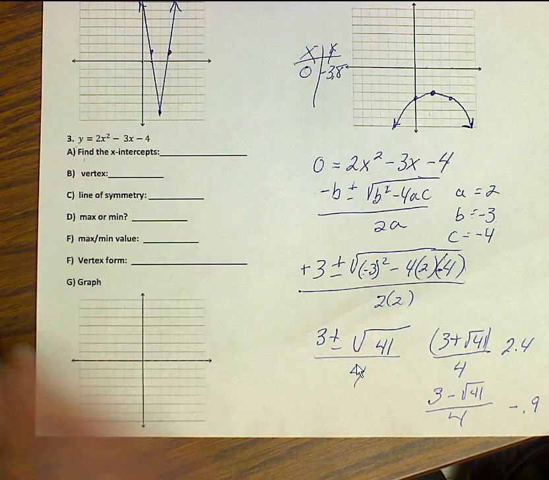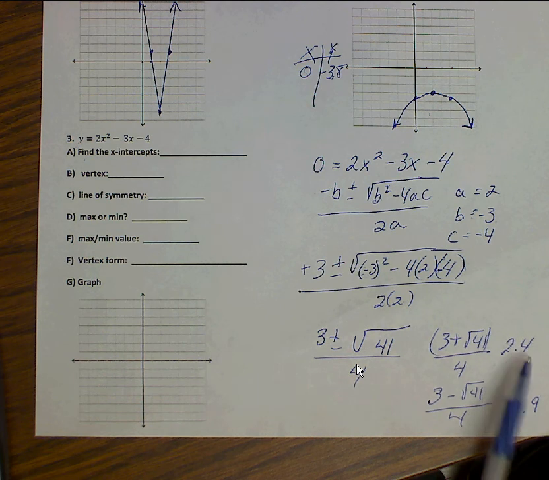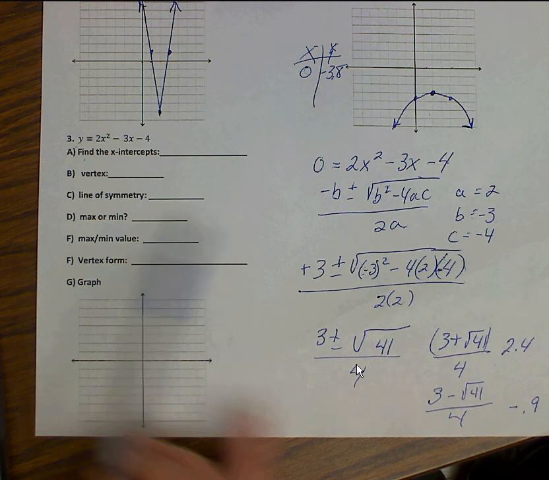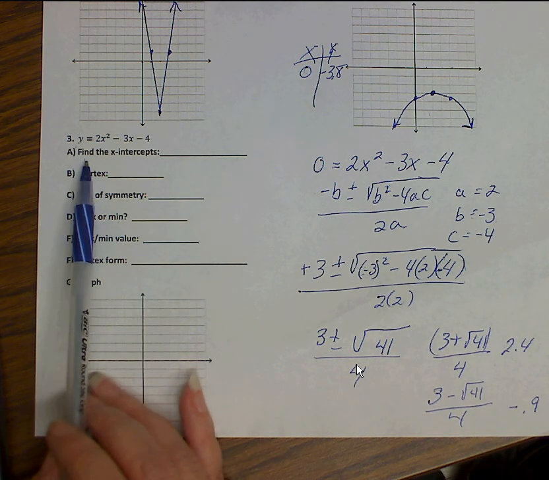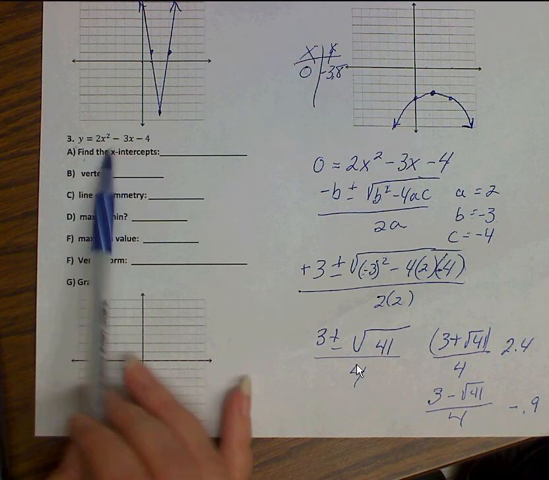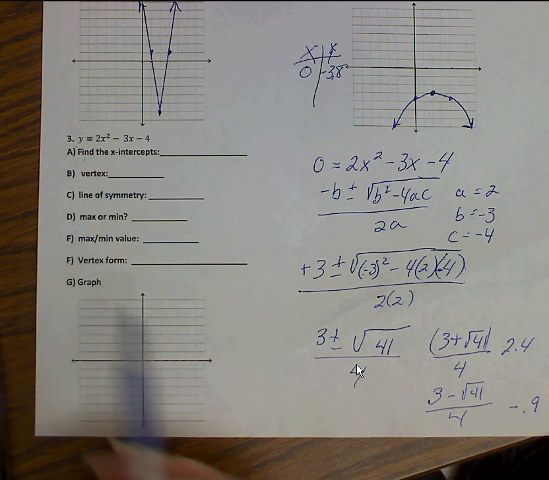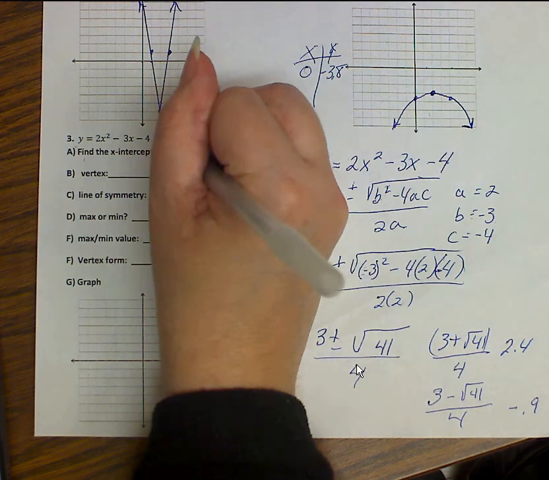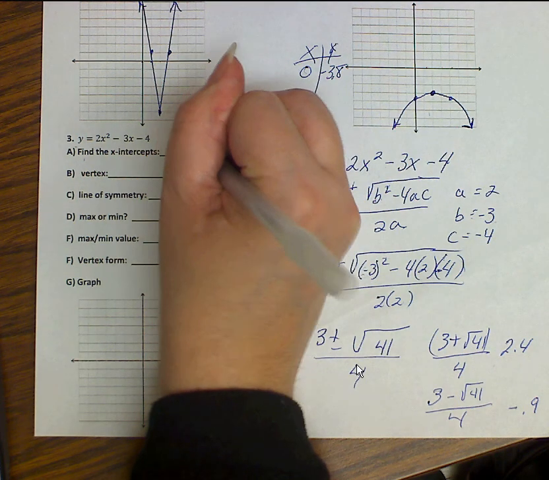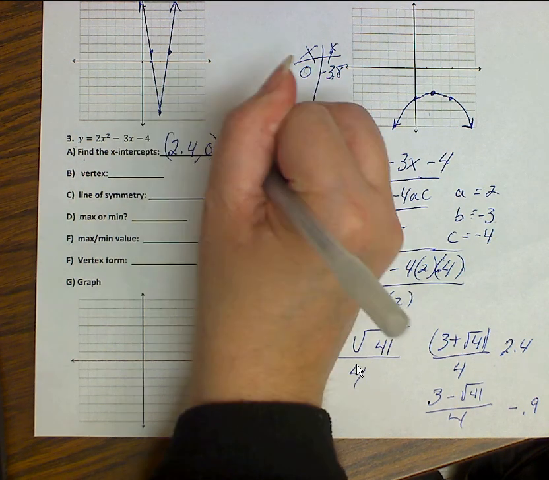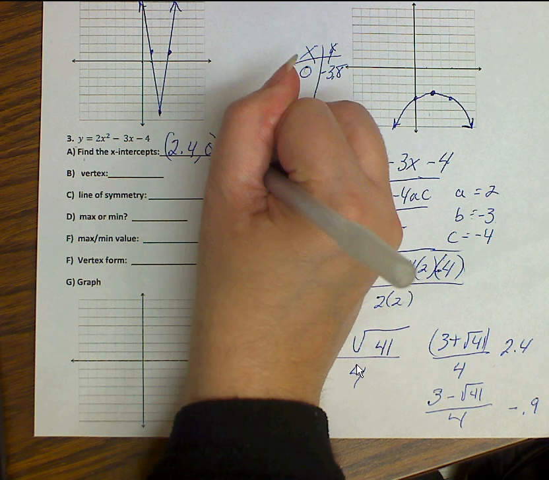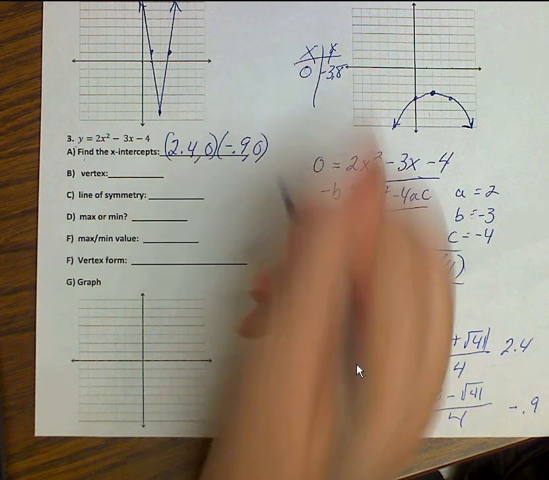Now, this is your x value. That's your x value of your intercepts. What is your y value? What is your y value of your x-intercepts? 0. So the first x-intercept is 2.4, comma 0, and the next one is negative 0.9, comma 0.